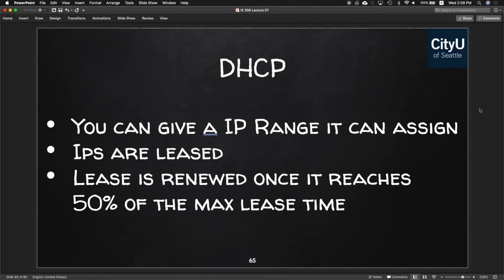So the way we can automate that is basically introduce DHCP. With DHCP, you can give an IP range that it can assign. Basically the IPs are leased, meaning it's just being rented, right? And one thing to note is the lease is renewed once it reaches 50% of the max lease time. So if you configure your DHCP to say, hey, give that device IP address 192 blah blah blah, and let it be valid for 10 days, by the 5th day, it will check again with the router, asking, can I extend this IP address? And it would say yes or no depending on your configuration as well.